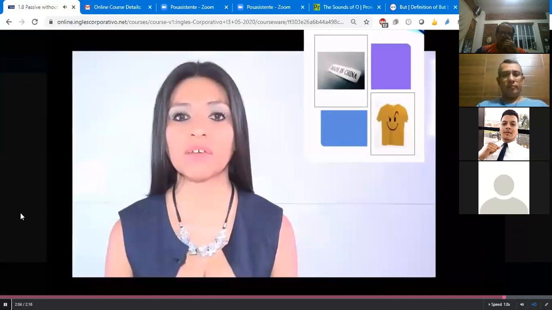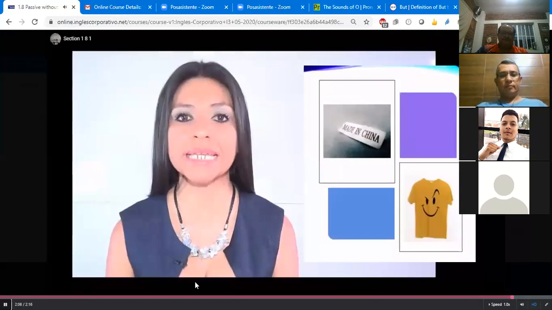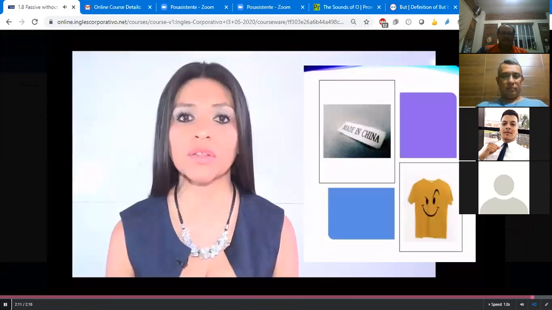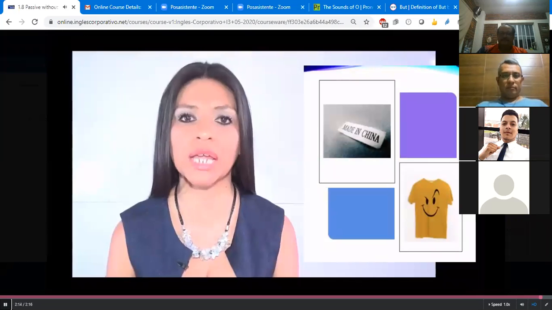Can you now take a look at the following images and come up with one sentence using passive in simple present? Please write your sentence on our discussion box and ask your teacher to check it out for you.